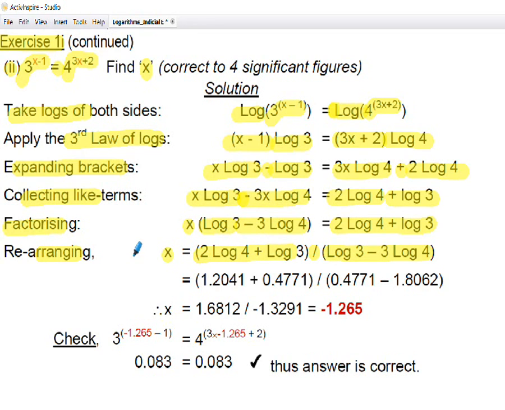Doing the numbers on that, you'll find that x is equal to minus 1.265. And again, if you want to check the equation, you could put the value of x back into the original equation and check that the left hand side equals the right hand side, which it does.